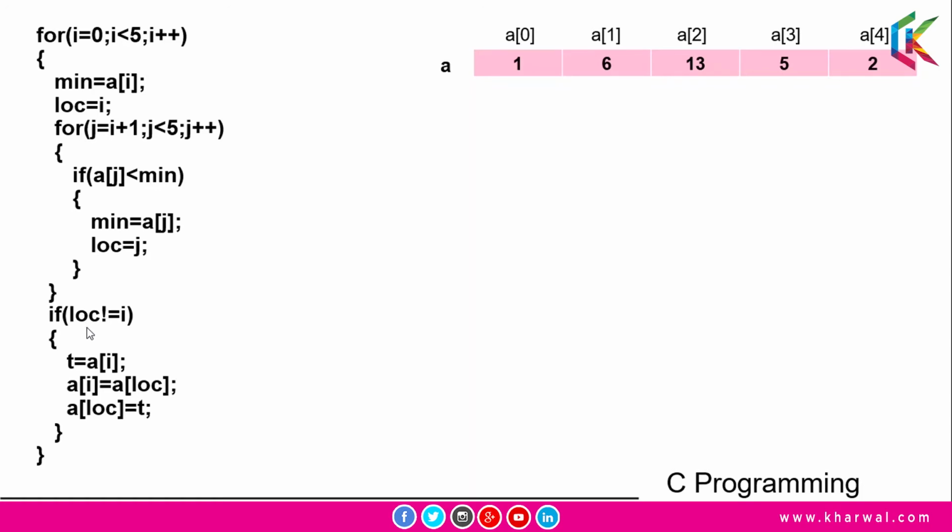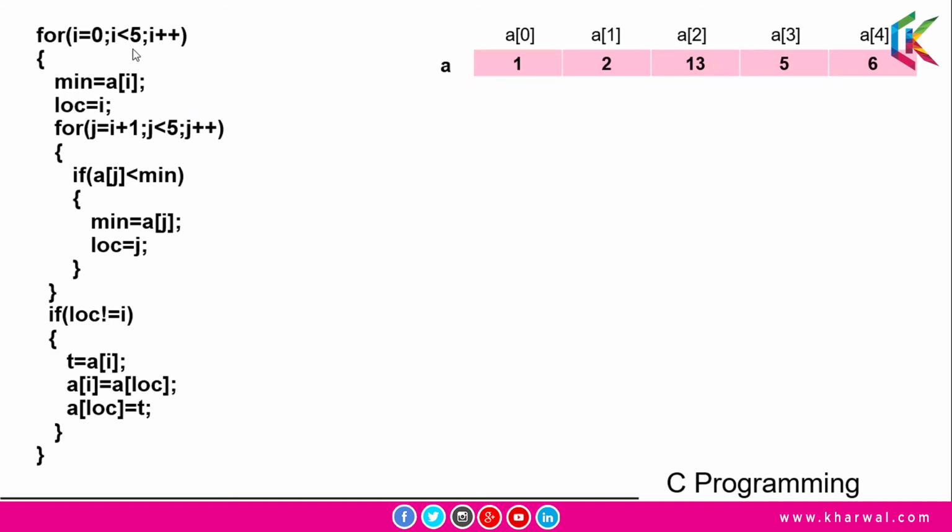So the value of LOC is 4 and the value of I is 1. So now 4 is not equal to 1 and it is true. So the value of A of I, that is A of 1, and value of LOC, that is 2, will be swapped out. So after swapping, the new array will be like this. And after that I plus plus will be executed and value of I is 2 now and 2 less than 5, it is true.